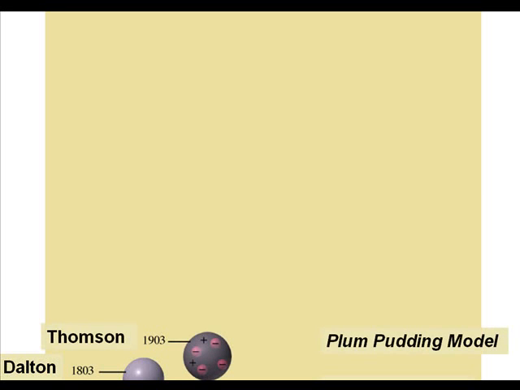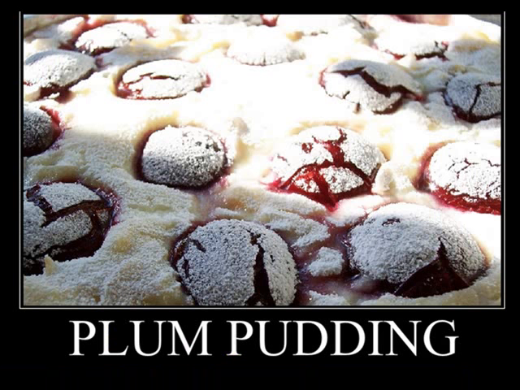So what we see now is John Dalton's solid sphere. It's actually blocked out a little bit. It changed when new information came in from the cathode ray tube, and J.J. Thomson in 1903 suggests a new model, which is the plum pudding model. And of course the plum pudding model tastes very, very good.